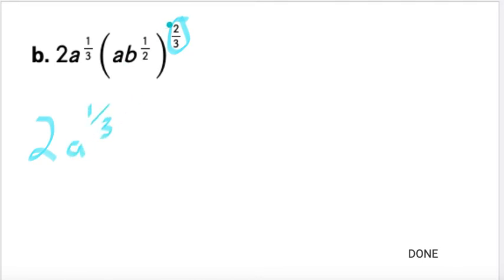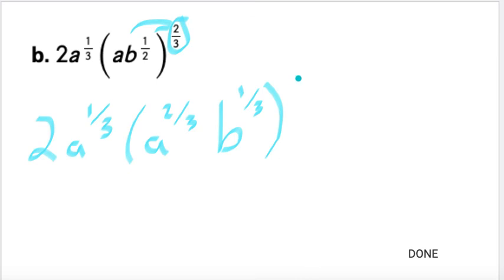And now to this parentheses, I'm going to apply the 2/3 to both parts. So I'm going to have a to the 2/3. And for the b value, I have 1/2 to the 2/3, so that means I've got to multiply 1/2 times 2/3, which is 1/3. And now I don't have any exponents anymore, so I have 2 times a to the 1/3 times a to the 2/3 times b to the 1/3.